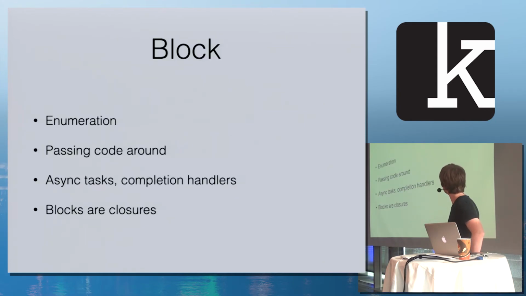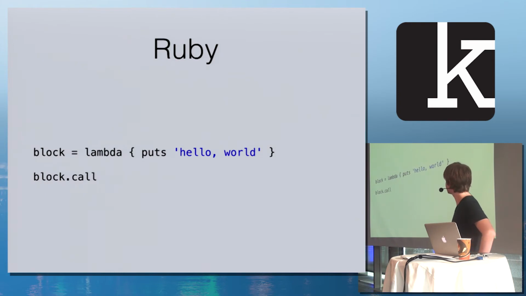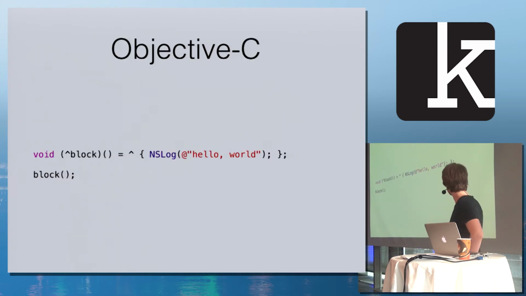Blocks. In Objective-C, you can use blocks to enumerate, to pass code around, for asynchronous tasks, and blocks are closures, just like in Ruby. Again, here's a Ruby block or a lambda after 1.9, and you can call it. In Objective-C, that's a block. Again, it's typed, so that basically says it's a block that returns nothing, void, and doesn't take any parameters. And then you can just call it as if it were a function.